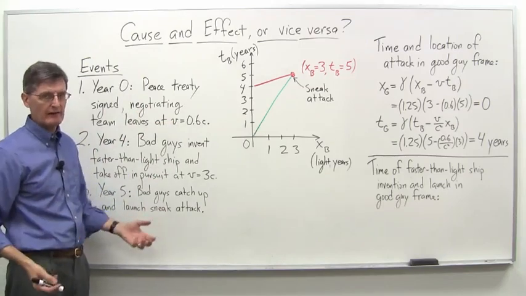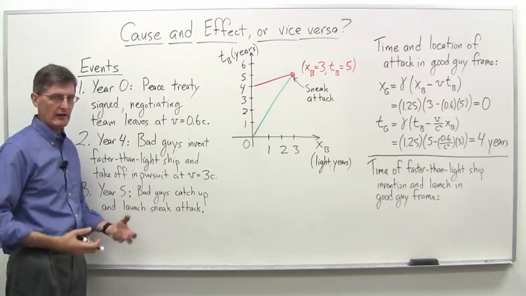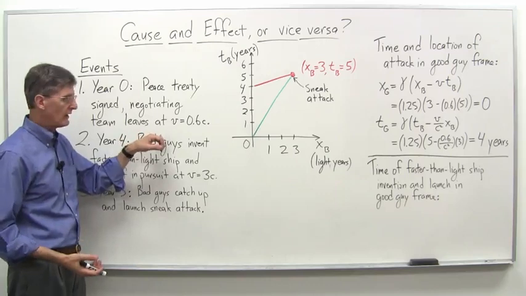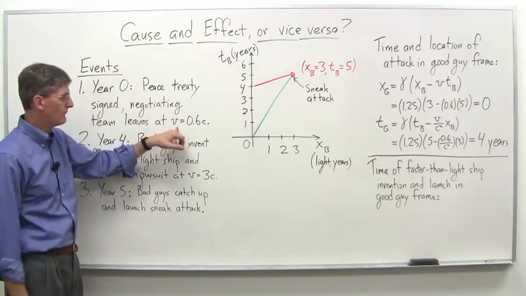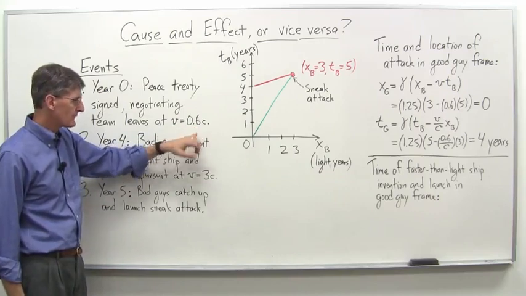home planet of the bad guys. So they actually went to the home planet of the bad guys and negotiated the peace treaty and got it all set and everything signed, and then they left in their ship to go back home at a velocity of 0.6 times the speed of light.